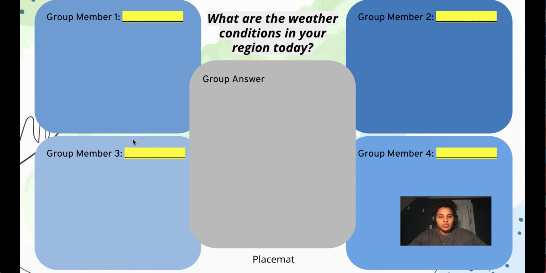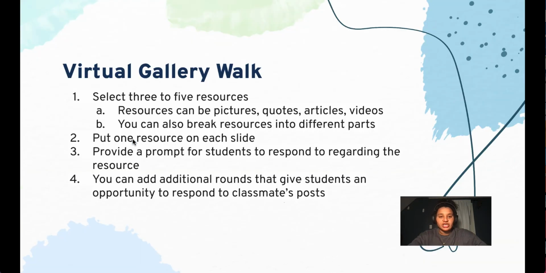Students can also use pictures to help describe what they're seeing. Once they do that, they can come up with a group answer. So the last strategy is a virtual gallery walk. Again, this is similar to a gallery walk you would do in person, except everything would be online.